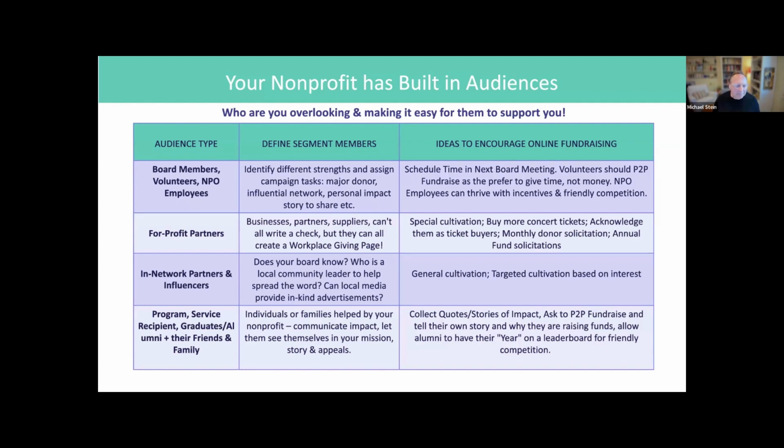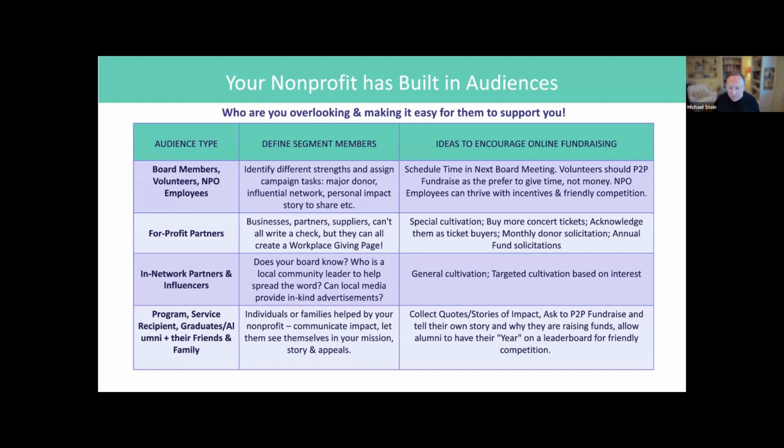All right, for-profit partners. So this can look like businesses, partners, maybe it's suppliers. Maybe you work with hospitals and there's a lot of suppliers that you help manage relationships with. All of these folks cannot write checks. Like we just know that not every business is going to write you a $10,000 check every year to be your personal sponsor. But that doesn't mean that they can't be your champion and cheerleader for different campaigns happening. And typically we're doing that through workplace giving pages, which I'll talk a little bit more about. When you're considering for-profit partners, this would be special cultivation, right? A specific message, specific value propositions about why they should be helping you raise money for this campaign and how it can make them be both a better partner and be more philanthropic to their networks.